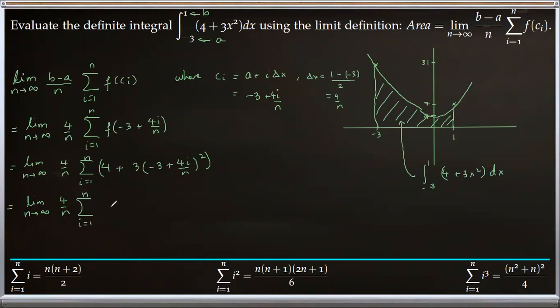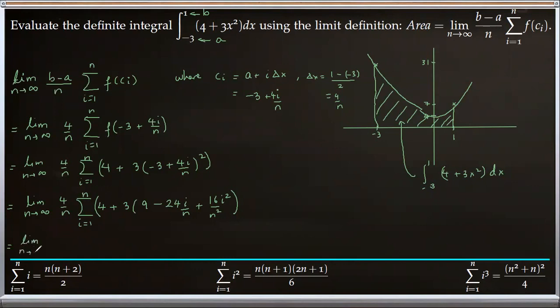So we need to simplify this part. 4 plus 3 times, so when you square this part, you should get 9, because -3 squared is 9, plus 2 times -3 times 4i by n will be -24 i by n, plus 4i by n squared, 16 i squared by n squared.